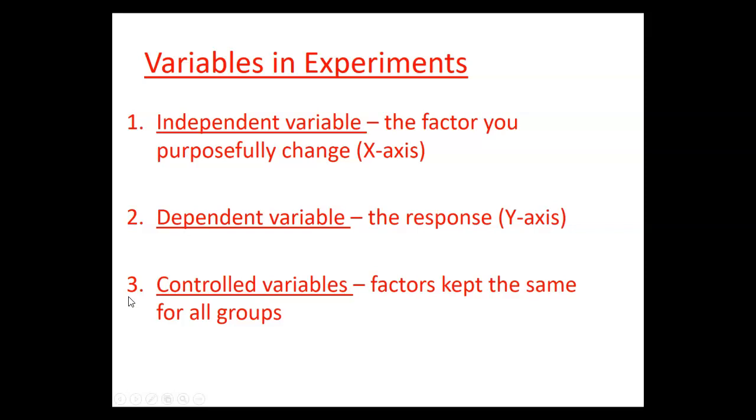Finally, controlled variables. The controlled variables are the factors that are kept the same for all groups. So if I did that experiment with the different plants, with the plants that got sugar water versus those that got plain water, I would want to make sure that they were the same species of plant, that they got the same amount of sunlight every day, that they were kept in the same temperature conditions. Those would be the factors that I kept the same, and so we call those the controlled variables.